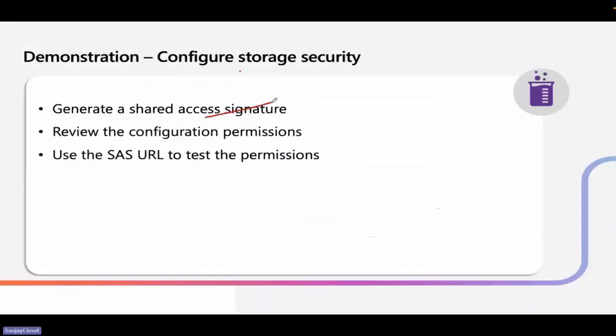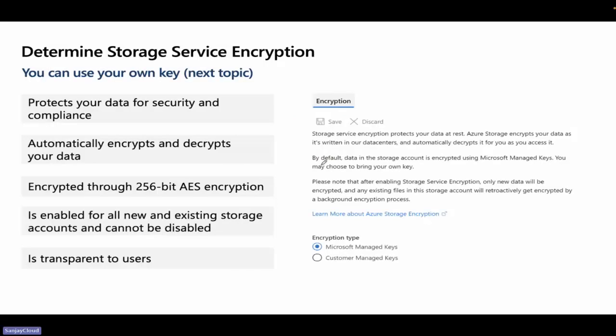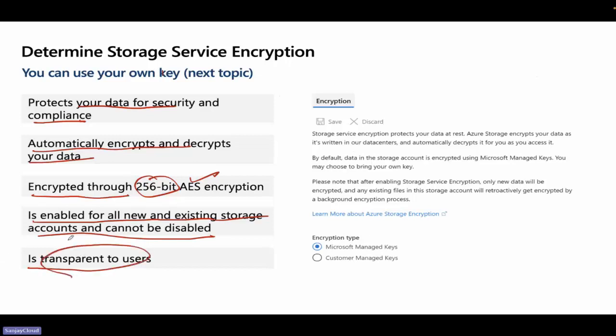Generate a shared access signature, review the configuration permission, and use the SAS URL to test permission. We are already done with this. Determining storage service encryption, which we already discussed, let me discuss once again. SSE is enabled by default. It protects your data for security and compliance, automatically encrypts and decrypts your data, encrypts through 256-bit AES encryption, is enabled for all new and existing storage accounts and cannot be disabled. That is transparent to all users. Now, you can use a customer managed key as well.